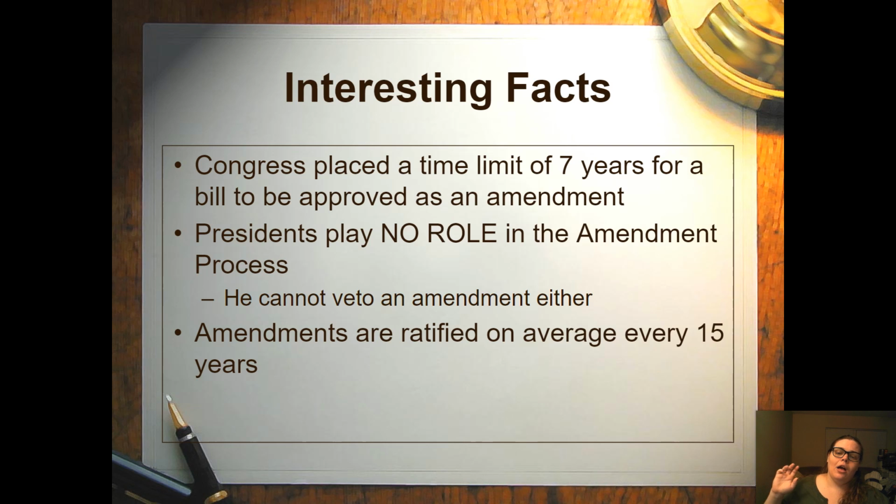Presidents have absolutely no role in the amendment process. There is no presidential check or balance in this. He doesn't get to propose, he doesn't get to vote, and he cannot veto one if one gets passed. So the check and balance here is it starts in Congress and then the states decide it. That's the check and balance.